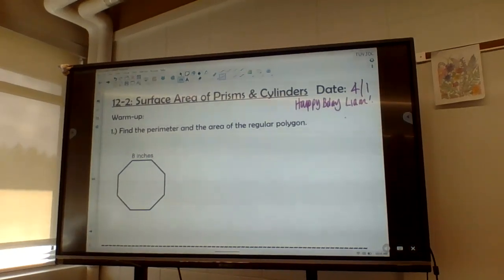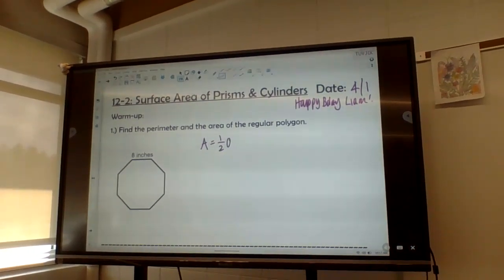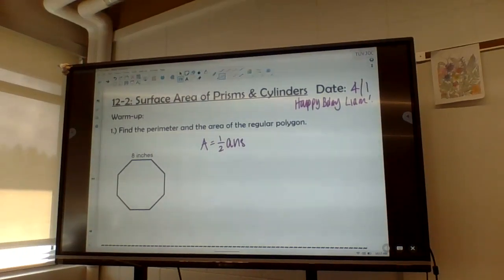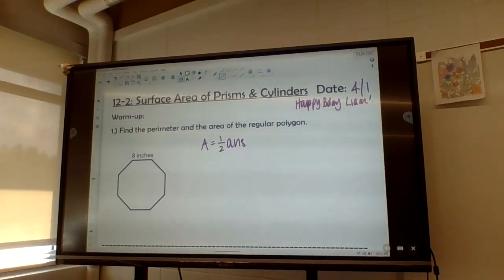All right, so our perimeter and area. Now our area is 1/2 ANS. Now this is one where we're going to have to find that little a. Doing this is going to be a good review because we do need these for some of the shapes we'll be doing. Think about some of our prisms we need to find the area of.